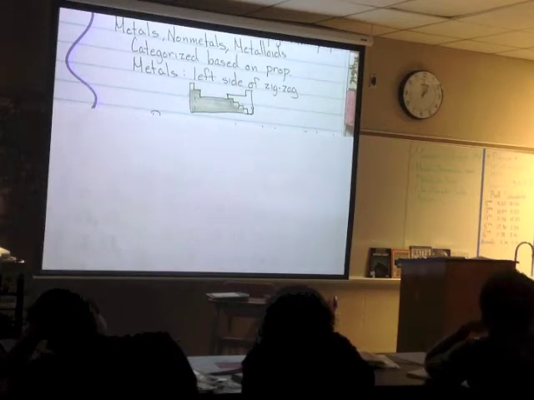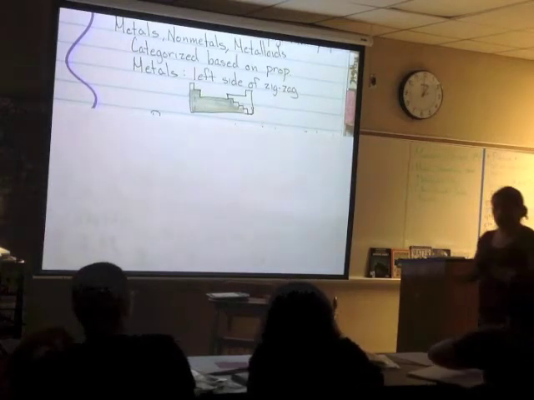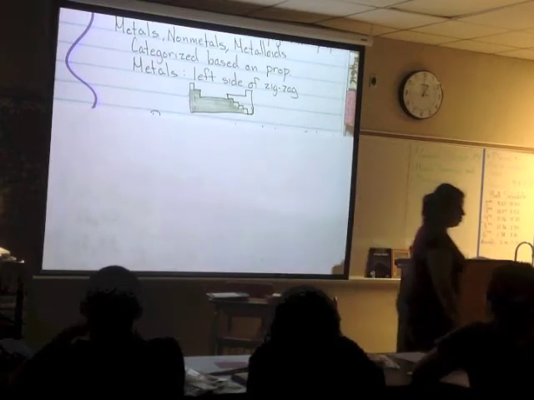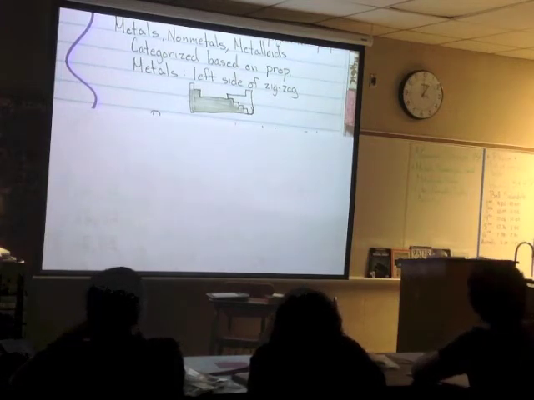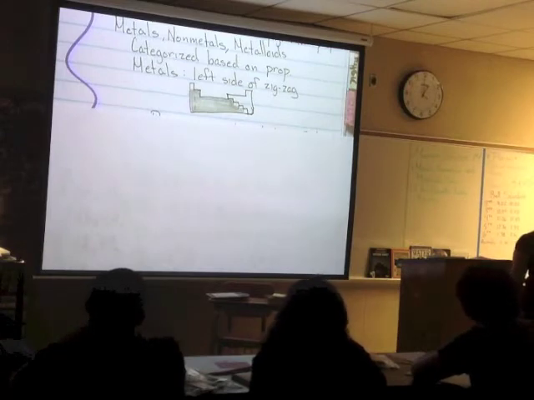They're malleable. What does malleable mean? They can bend. They can be made into shapes. We know that metals can be made into shapes, right? Cars, okay? Your Xbox has metal in it, right? So we know that metals can be made into shapes, and that's considered malleable.